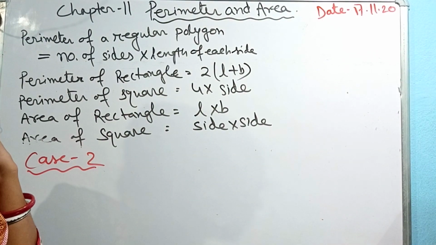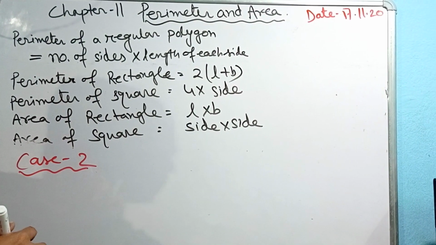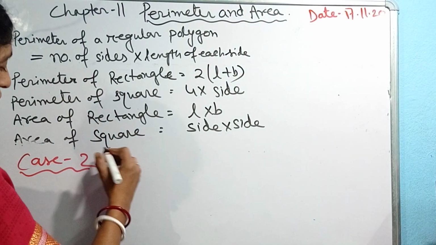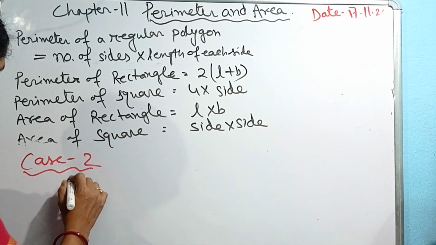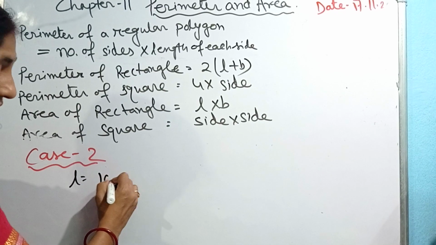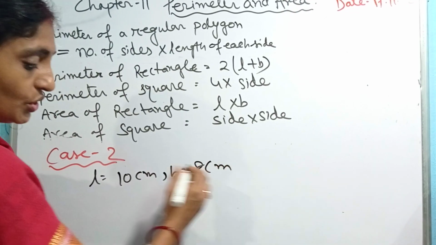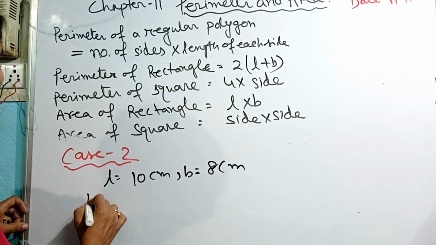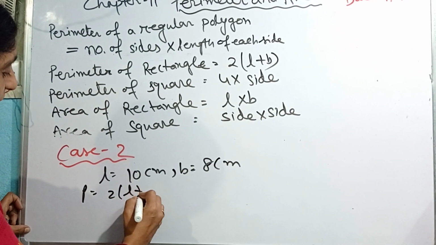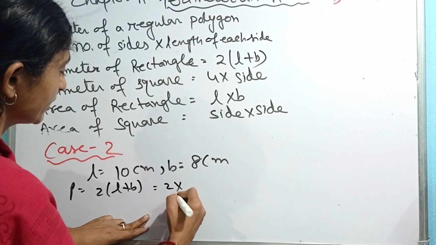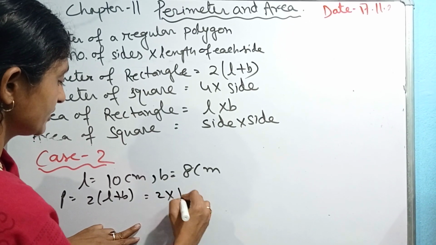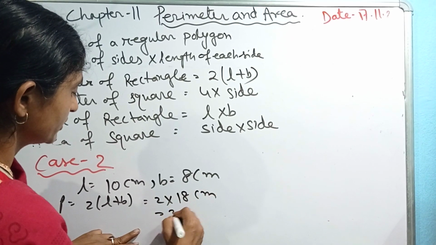In this case, let's consider the length and breadth of a rectangle. In the first one, I am taking length equal to 10 centimeter and breadth equal to 8 centimeter. So what will be the perimeter? Perimeter will be 2 into (L plus B). So how much will we get? 2 into (10 plus 8), means 18, that is equal to 36 centimeter.